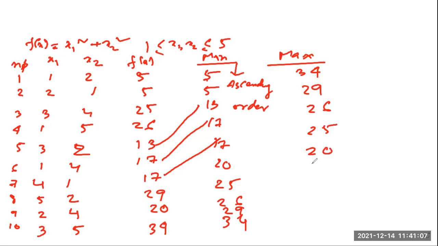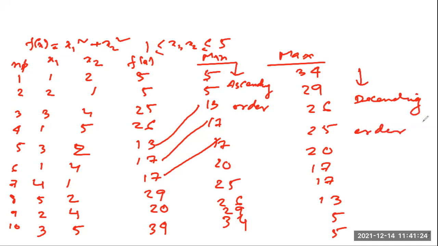25, 20, 17, 17, 13, 5, 5, 3, 3, 6, 4, 10. So this will be descending order. Okay, is it clear? Yes, sir. Okay.